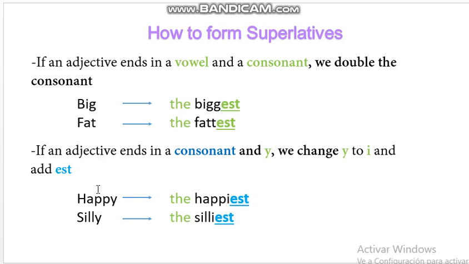If an adjective ends in a consonant and y, we change y to i and add est, the same. Happy and silly are adjectives that end in y. So we have to change this y to i and add est. And it becomes the happiest and from silly, the silliest.